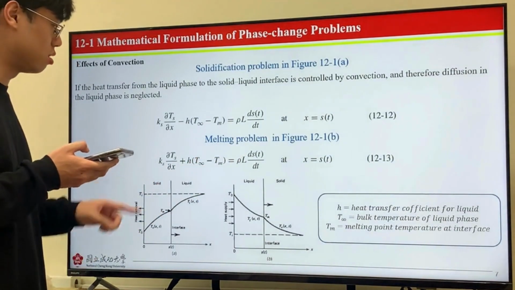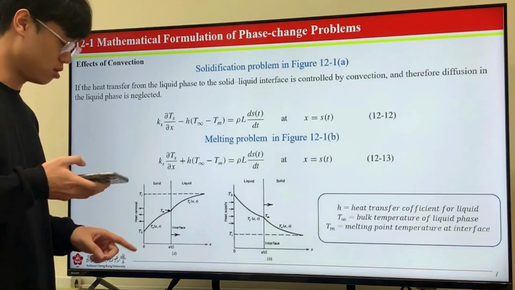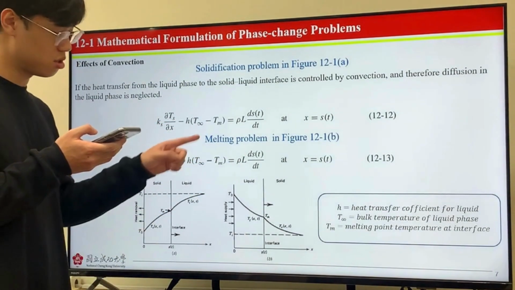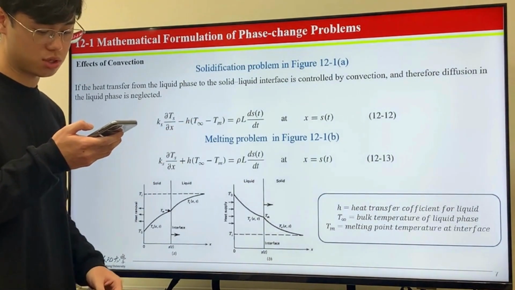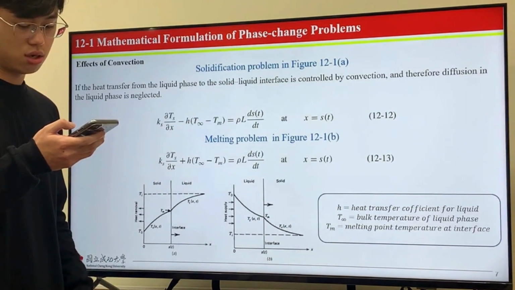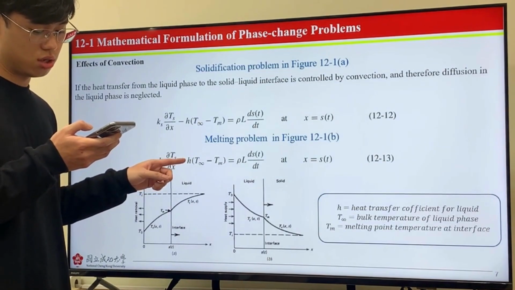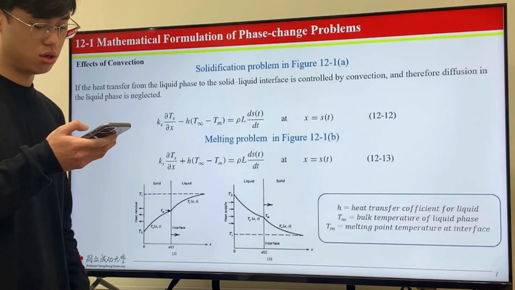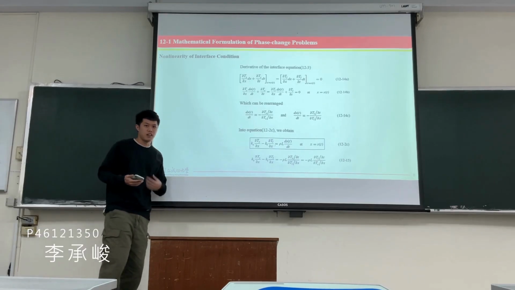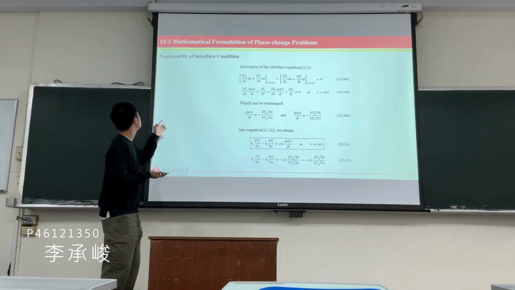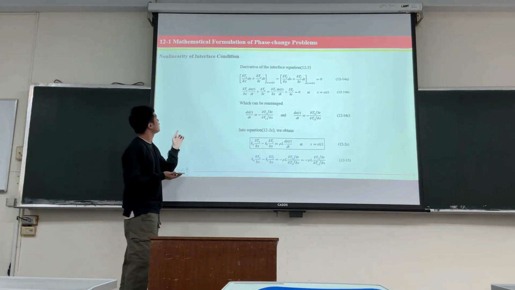And I will explain the negative and plus difference. In the solidification, heat flows out of the liquid phase, making the convection turn negative. In the melting, heat flows into the liquid phase, making the convection turn positive. Okay, next I will introduce the nonlinear method of interface condition.